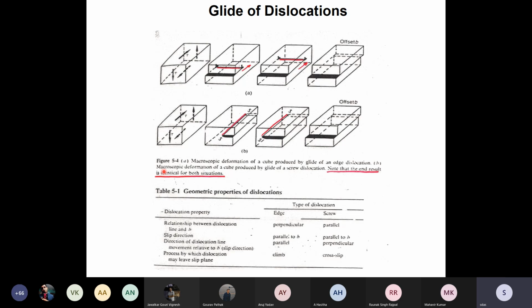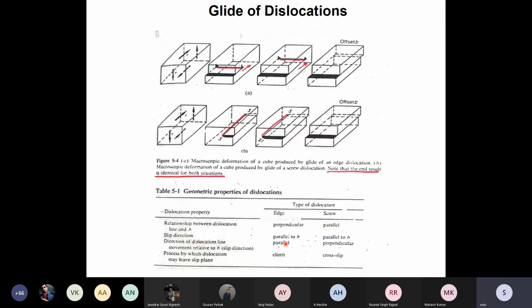So here is a summary. Dislocation property for edge and screw. Relationship between dislocation line and Burgers vector: in the case of edge dislocation, it is perpendicular. You see, this is edge dislocation. The slip direction of the Burgers vector is lying perpendicular to it. For screw, it is parallel. Burgers vector is parallel to the dislocation line.